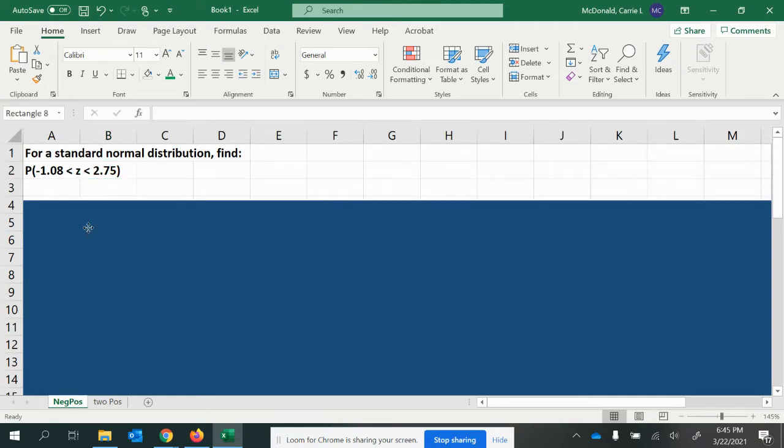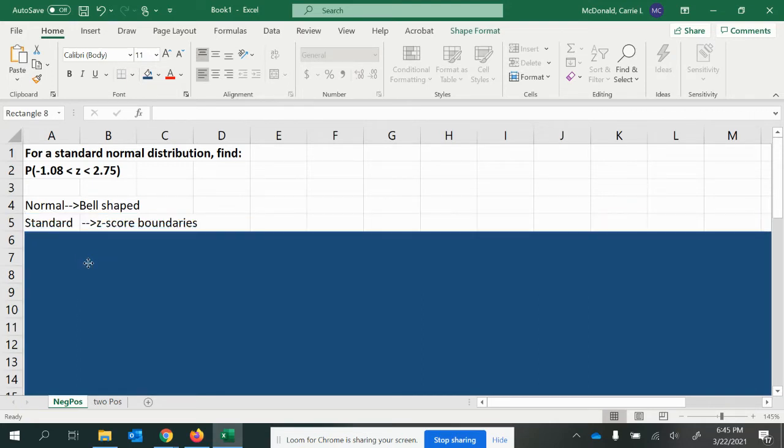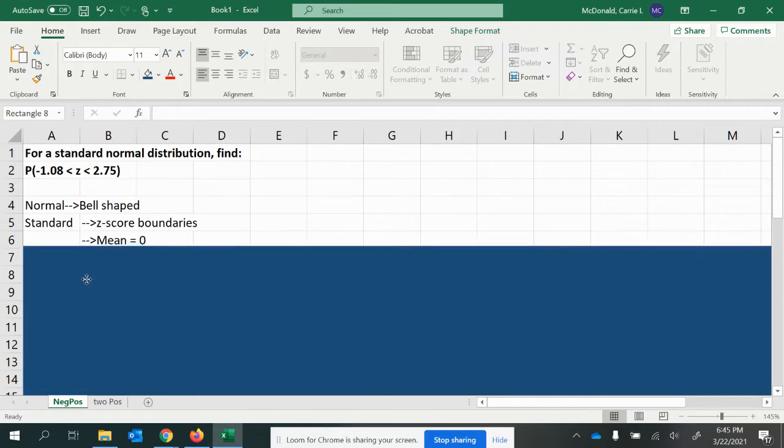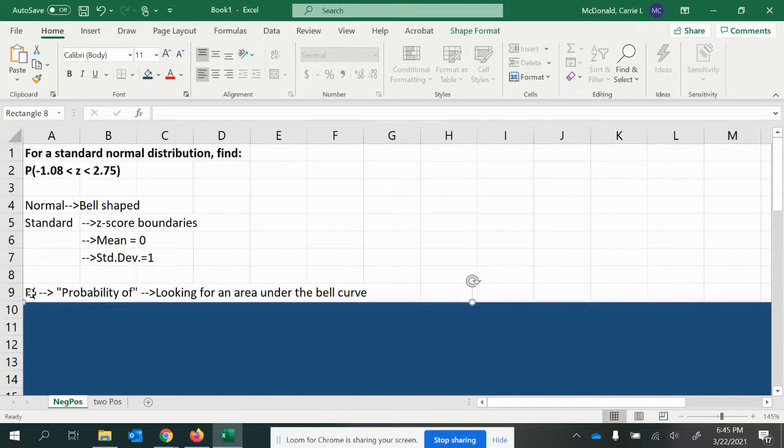So let's break down what we just read there. First of all, we have a normal distribution, which means it's bell-shaped. It is standard, which means it has z-score boundaries with a mean of 0 and a standard deviation of 1. Also, the notation P( ) reads "probability of," which means we're looking for an area under the bell curve, since when it comes to continuous distributions, area and probability are interchangeable.